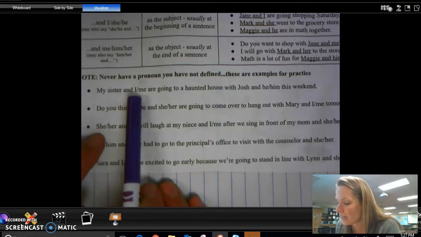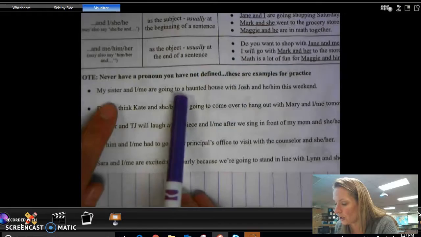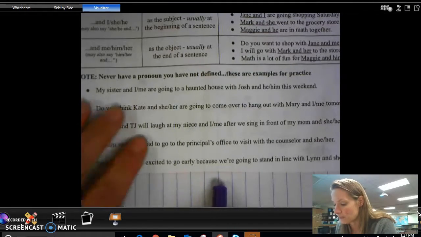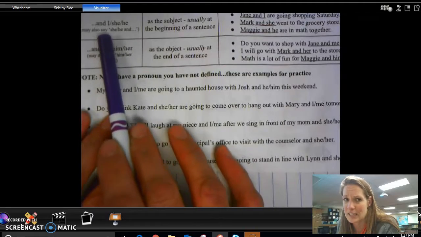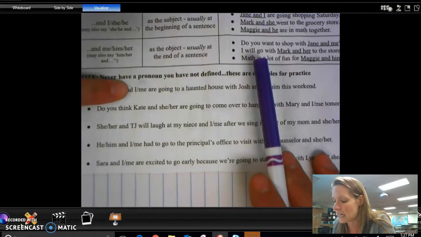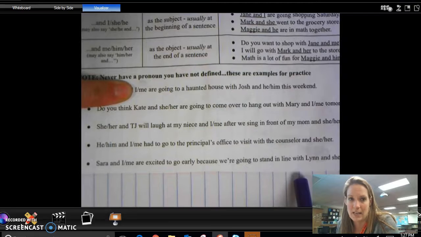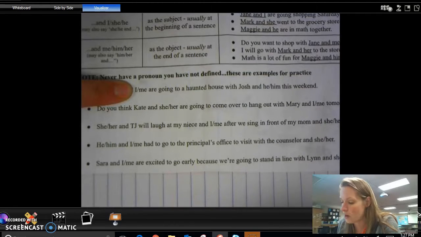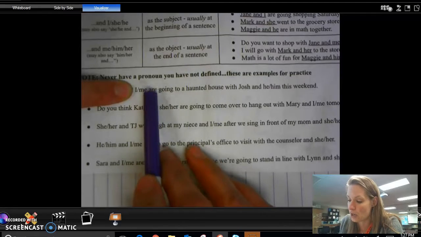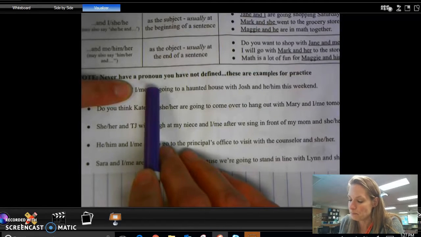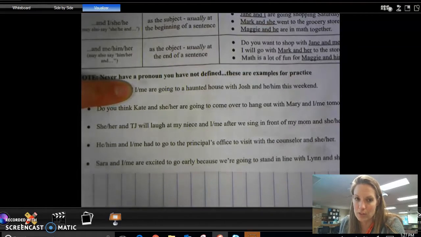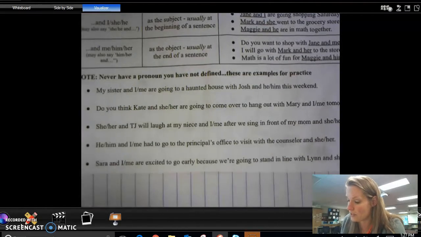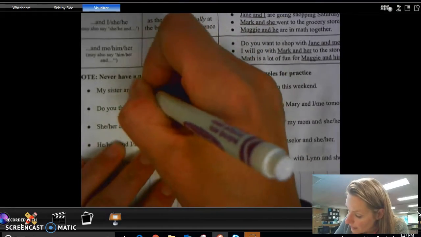We have "My sister and I or me are going to a haunted house." First of all, it's at the beginning of the sentence here, so I'm thinking it's I, but I want to check. I'm going to cover up "my sister and" and say "I am going to a haunted house" or "me am going to a haunted house." Now I'm changing "are" because we're going from two or more to only having one. So "I am going to the haunted house" makes sense. So I am circling I.